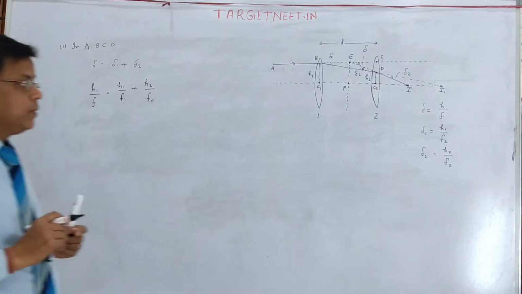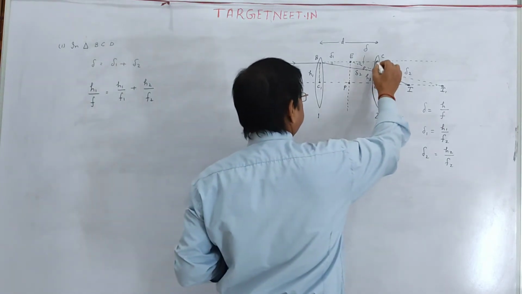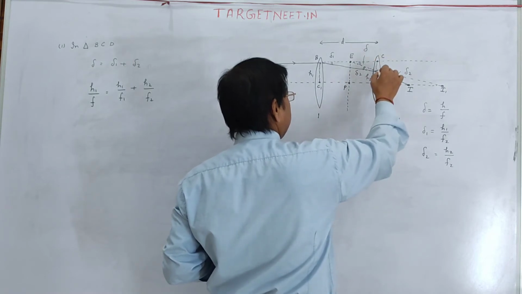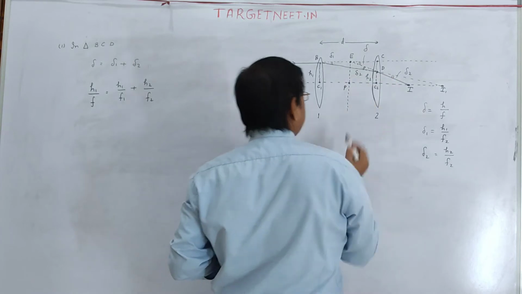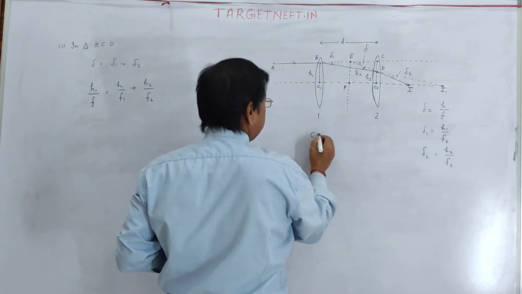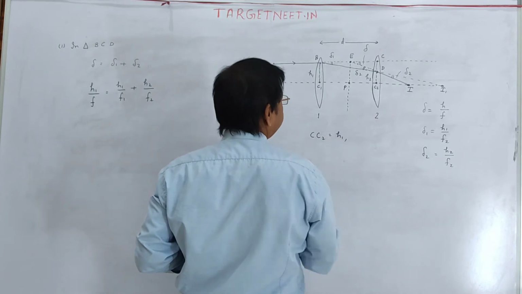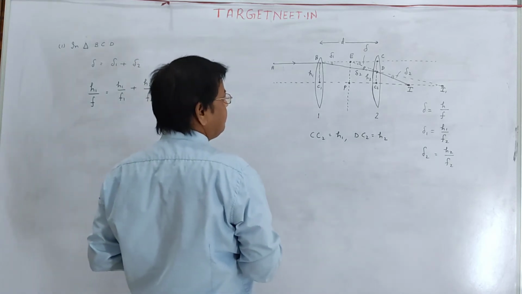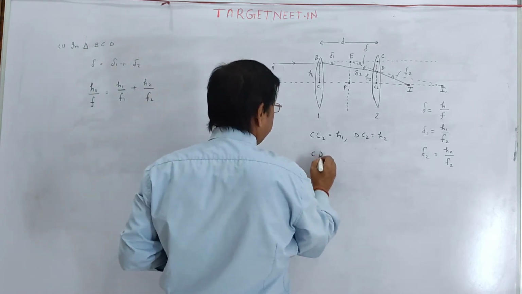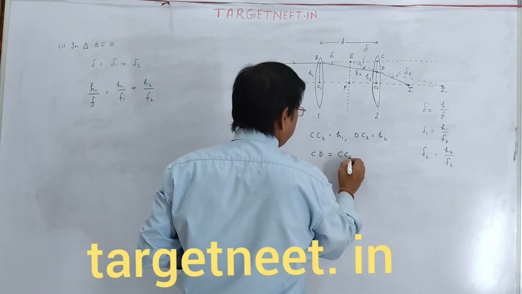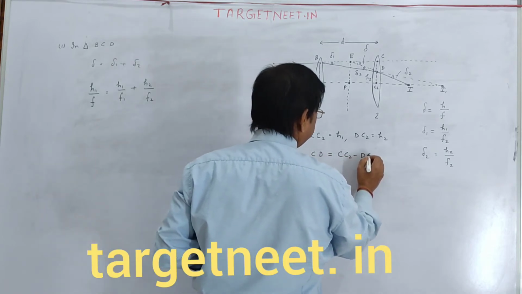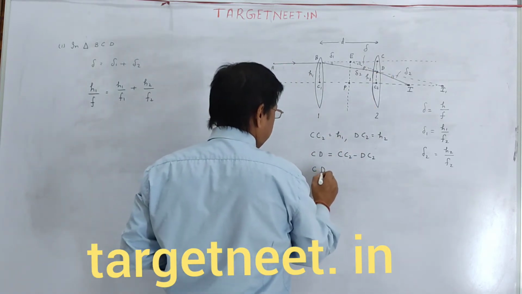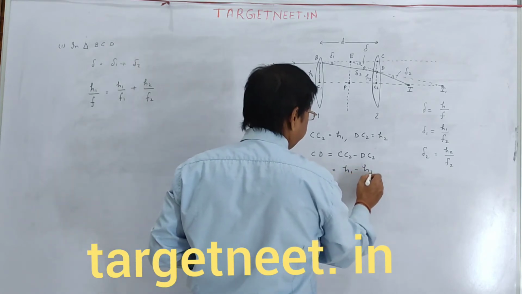This we can write. Now see here, CC2 is H1, DC2 is H2. So CD is CC2 minus DC2. From this geometry I can tell that CD is equal to H1 minus H2.